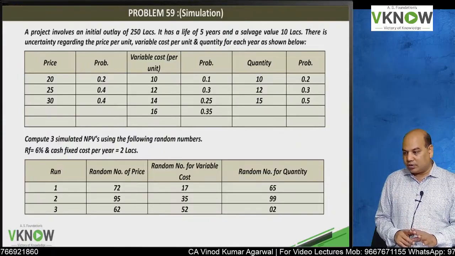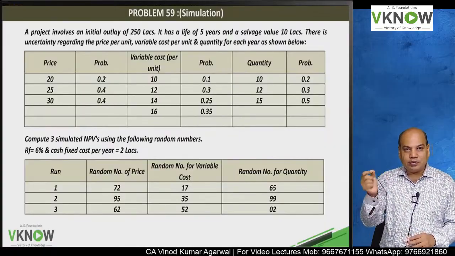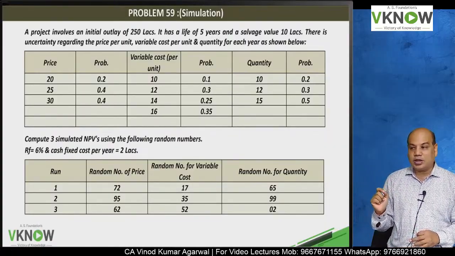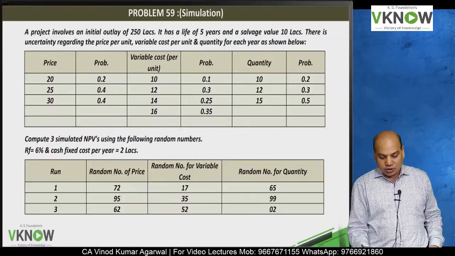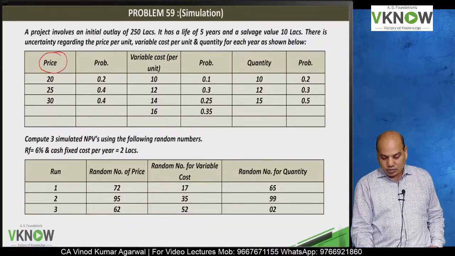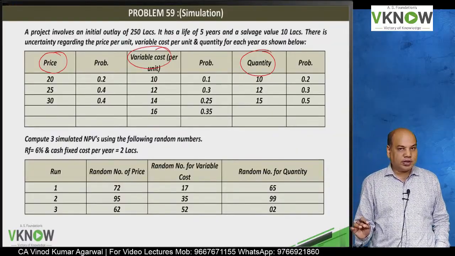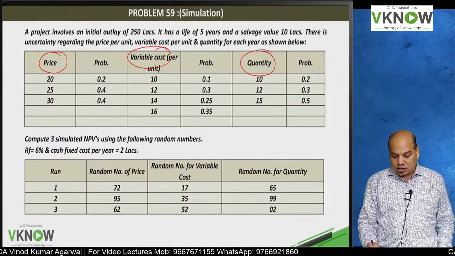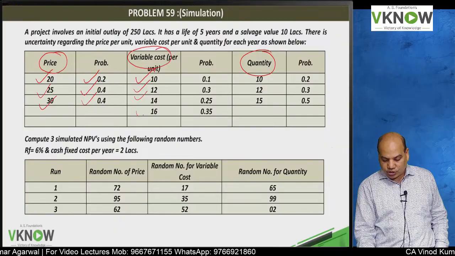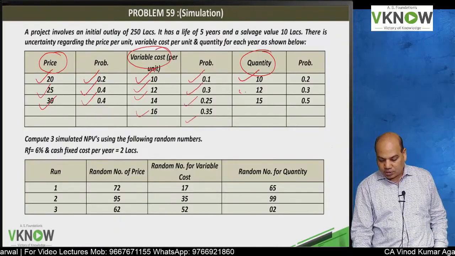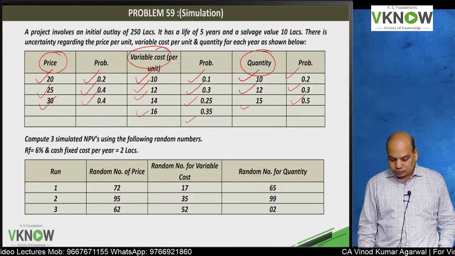It has a life of 5 years and salvage value of 10 lakh. So one more variable they have added is salvage value. There is uncertainty regarding the price per unit, variable cost per unit and quantity. So this time price, variable cost and quantity are exogenous variables, they can change. There are 3 possible prices with these probabilities, 4 possible variable costs with these probabilities, and 3 possible quantities with these probabilities.